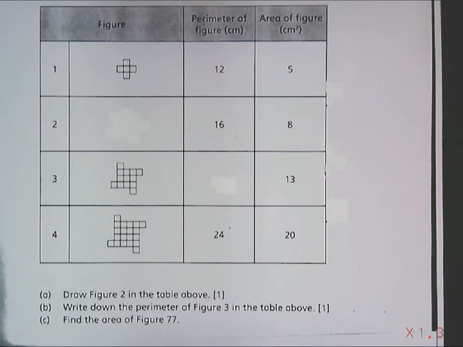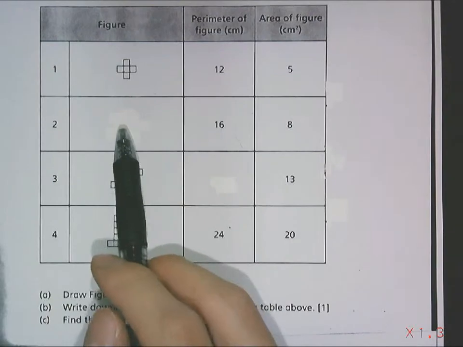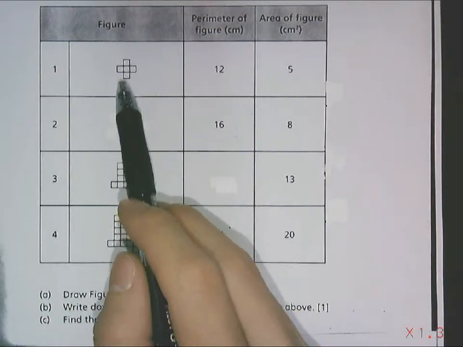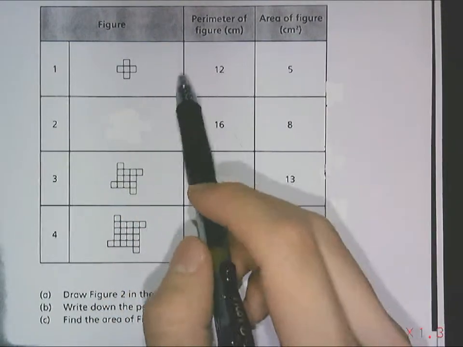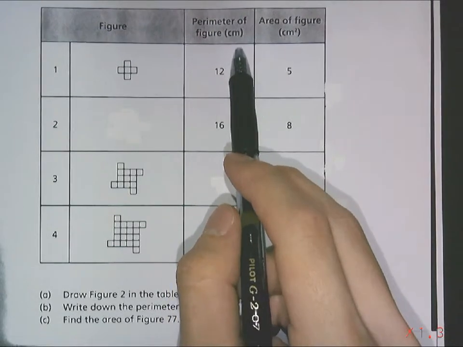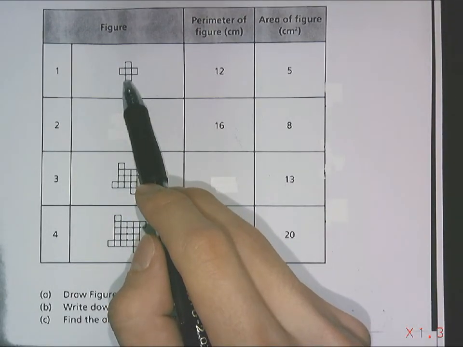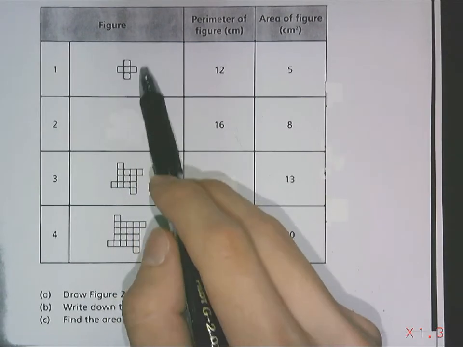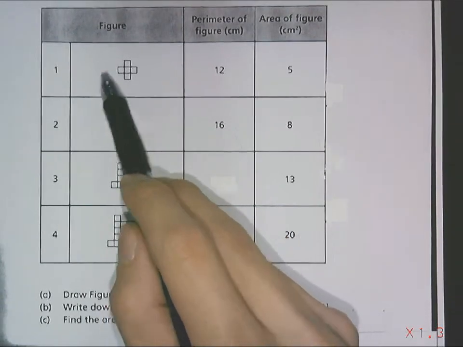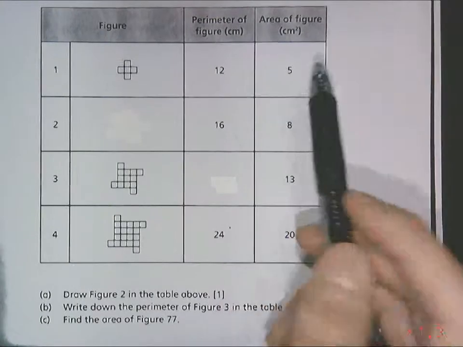Right, this question: a series of figures formed by 1 cm square. As shown in the figure, the perimeter will be in centimeters. The area: each square is 1 cm square, so you're just counting the number of squares. For example, figure 1 will give us 5 cm square.